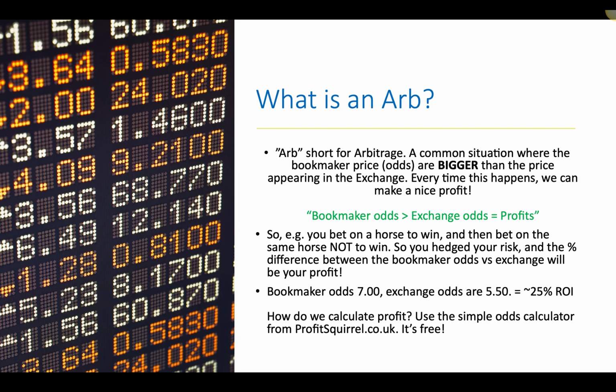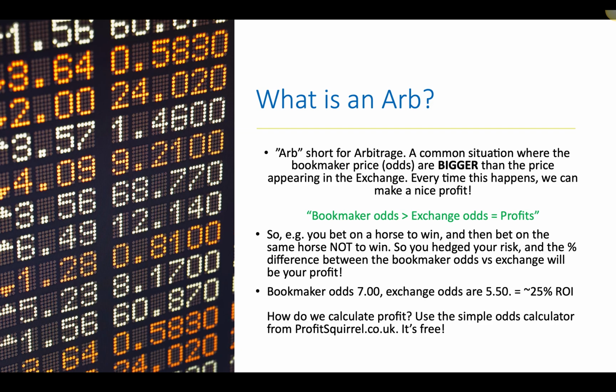So let's say for example you bet on a horse to win and you also bet on the horse not to win. So you bet a horse to win with Bet365, then you bet on the same horse not to win in Betfair's exchange. So you've hedged your risk, right? But because there's a difference in the price, that's where we make a profit. So the percentage difference between the bookmaker odds versus the exchange odds will be your profit.